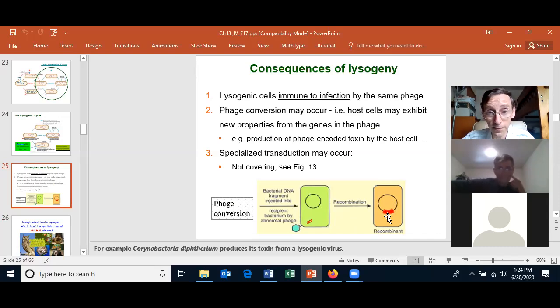The only example I mentioned about that is that Corynebacterium diphtheriae does not have the diphtheria toxin unless it has a lysogenic virus, and the lysogenic virus encodes the diphtheria toxin for Corynebacterium diphtheriae. So the only way you can have that toxin is if you're infected by Corynebacterium diphtheriae that has a lysogenic virus that infected it. Any questions about that?